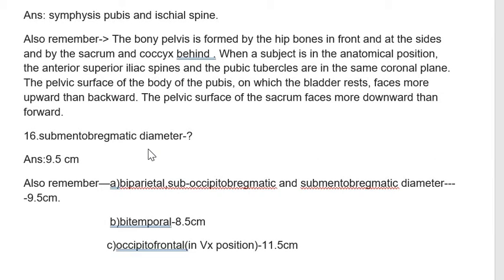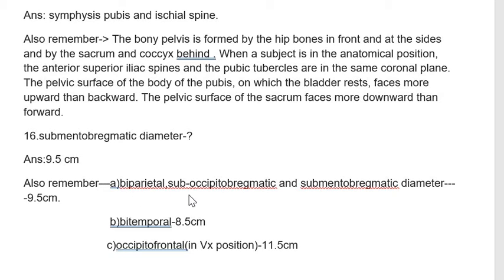submentobregmatic diameter. It is very important for you to know about the diameters of the fetal head. They can give you different names for it, and you must know which one is the normal and which one is the largest diameter. These things should be on your fingertips, because these are easy marks. You just have to recall the facts and you can answer the question. So the submentobregmatic diameter is 9.5 centimeter.